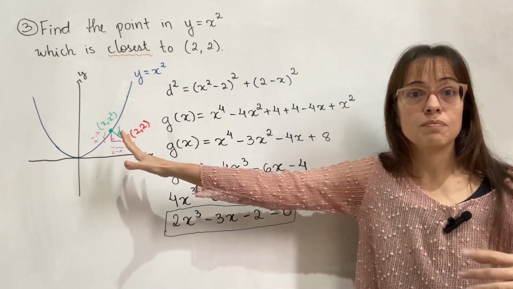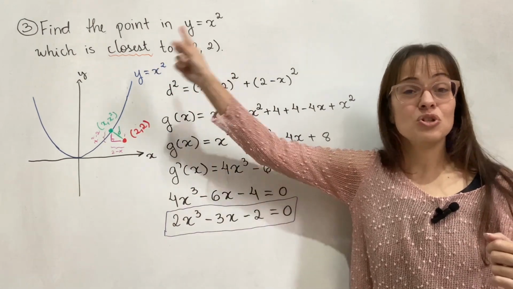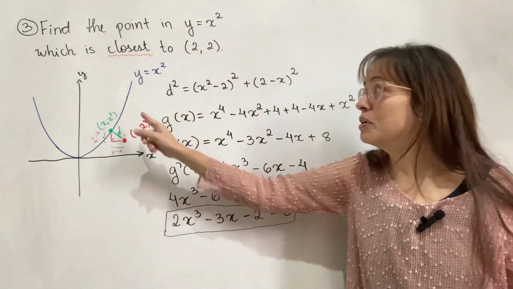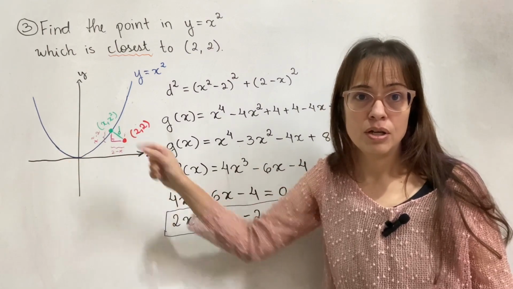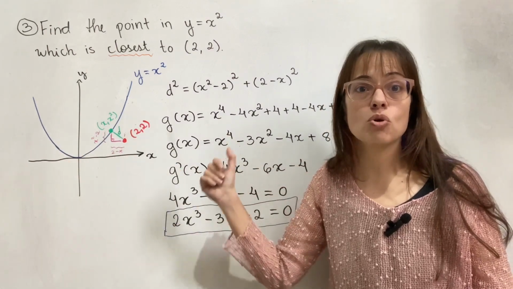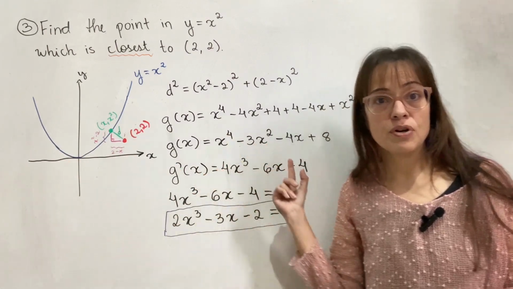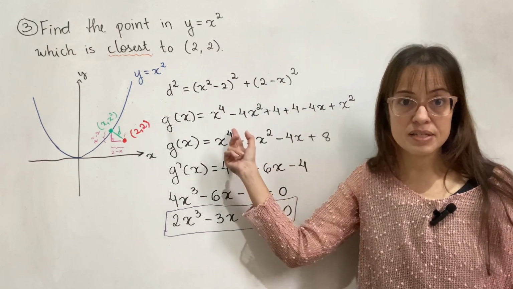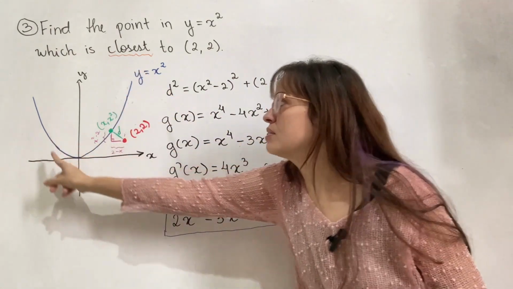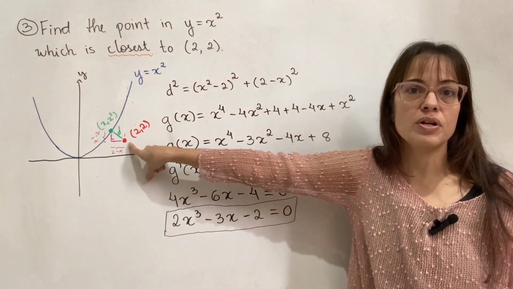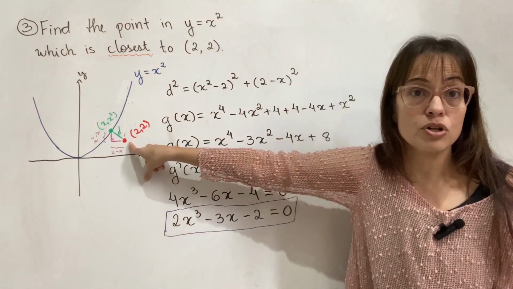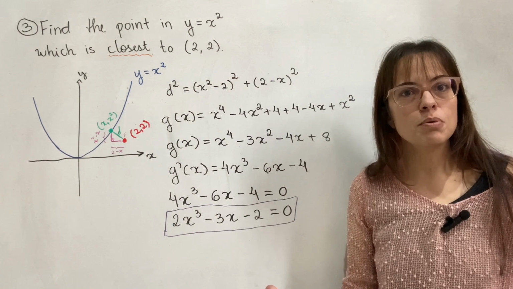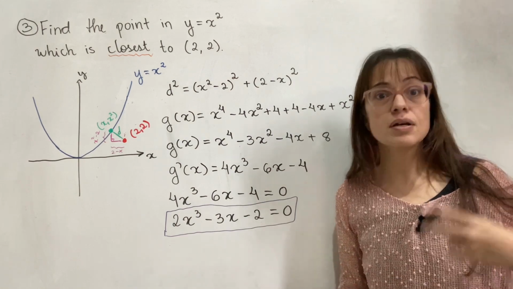That's a different function, okay? The question was not find the local minimum of this function. The question was find the local minimum of the function which represents the distance between points in this function and this other point out here that has nothing to do with the function. So yes, it is the local minimum of a function, but it is another function.